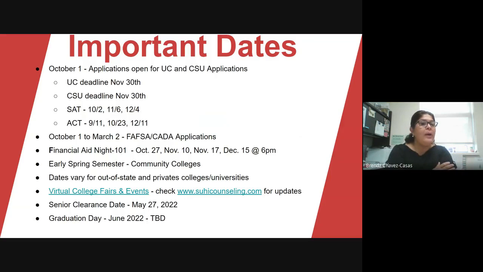So right now, what we have is a couple of those college deadlines. The UCs and the CSU applications are due November 30th. Our financial aid site will open October 1st, and the deadline is March 2nd. We do have a couple financial aid nights, which the dates are there. And then we'll keep adding and updating.